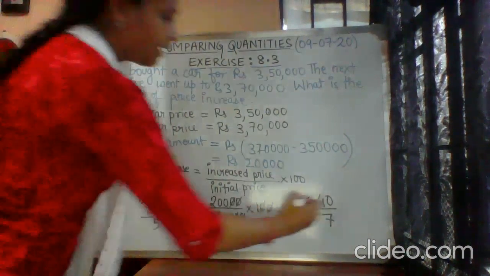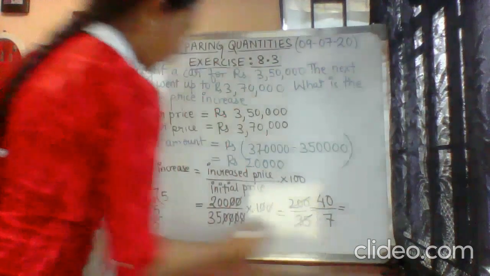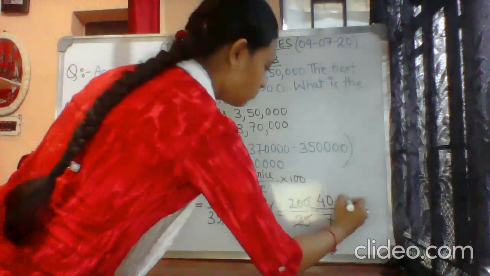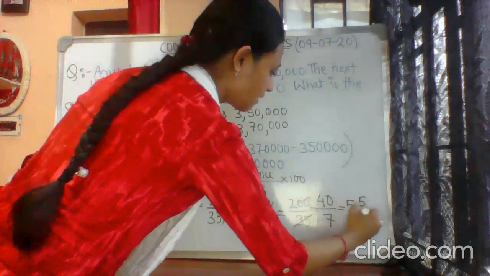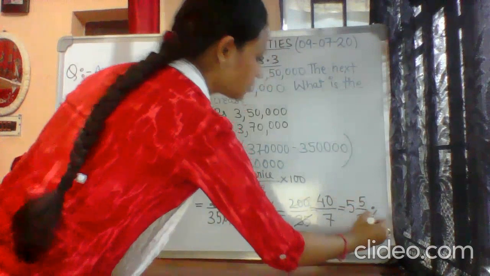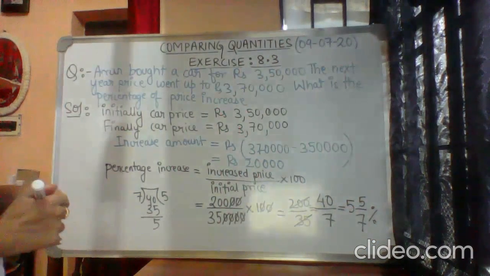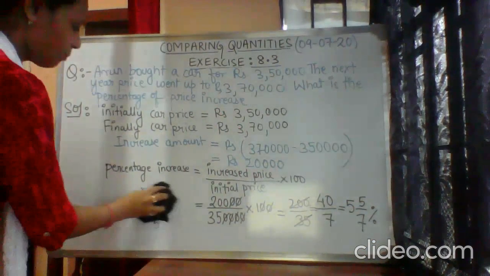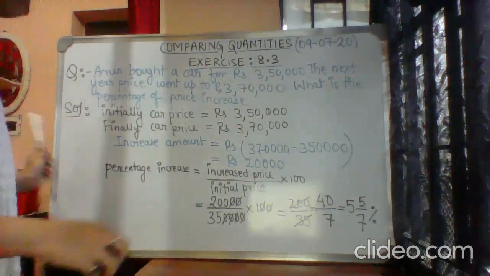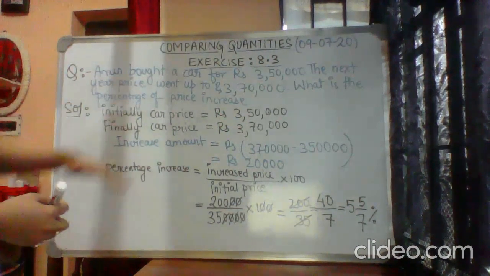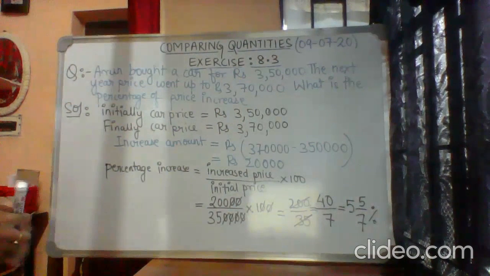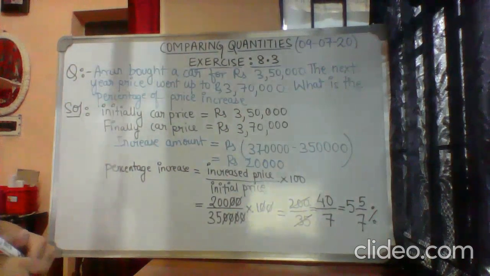So you can write that as 5 whole 5 by 7 percentage. Okay. So in this way we calculate increase percentage and decrease percentage.